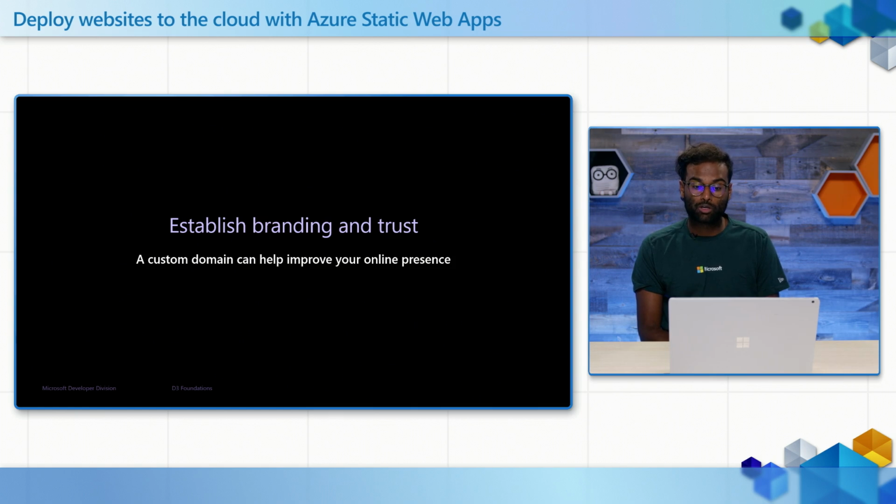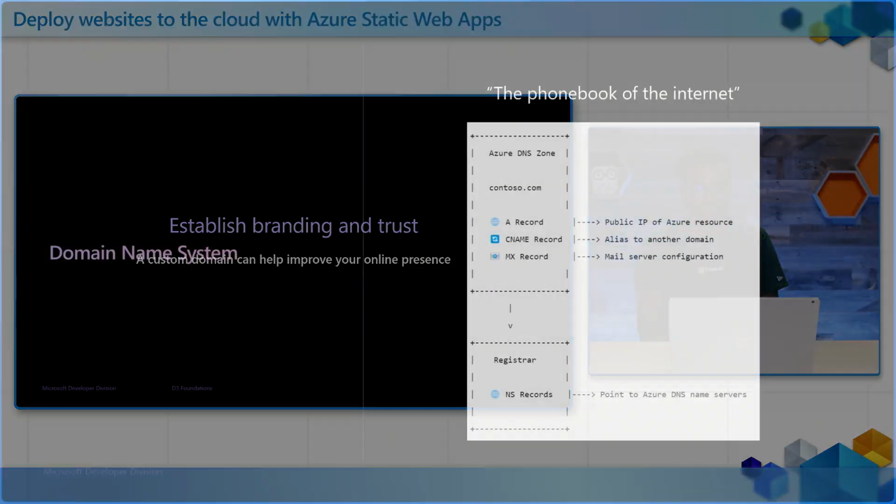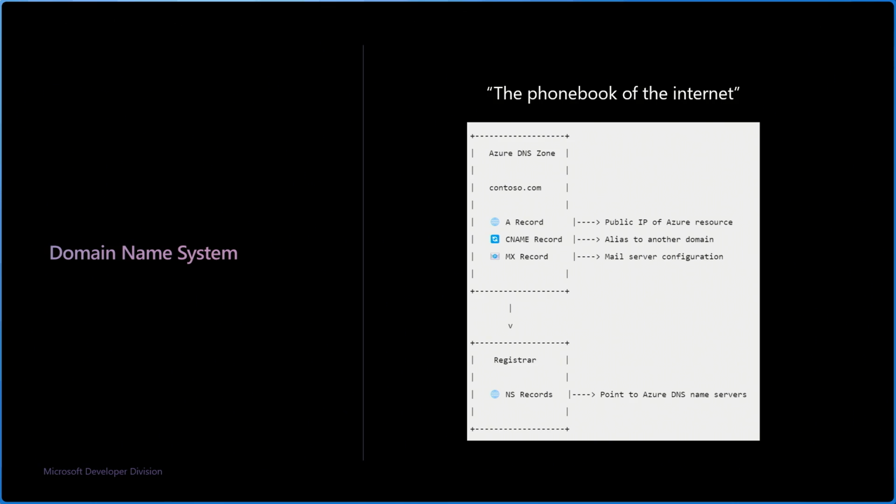Custom domains are critical for branding and establishing trust with your users. Instead of having a website URL like yourapp.azurestaticapps.net, you can personalize it to yourdomain.com. But how does this actually work? This magic happens with the domain name system, or DNS. Think of it as the phone book of the internet. When you enter a URL in your web browser, DNS translates that human-friendly domain name into the IP address of the server where your content is hosted.